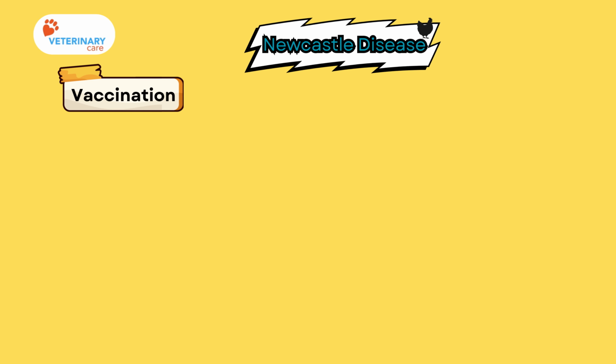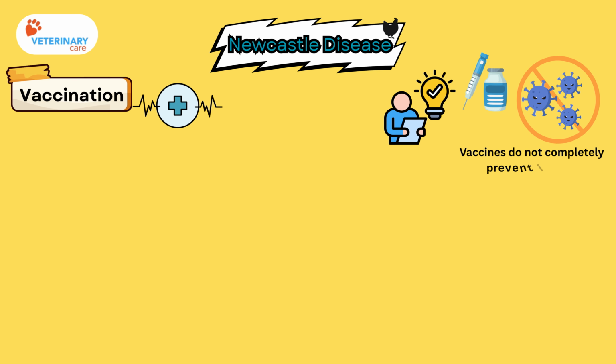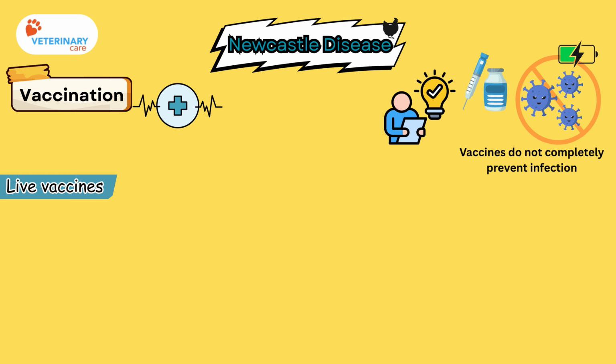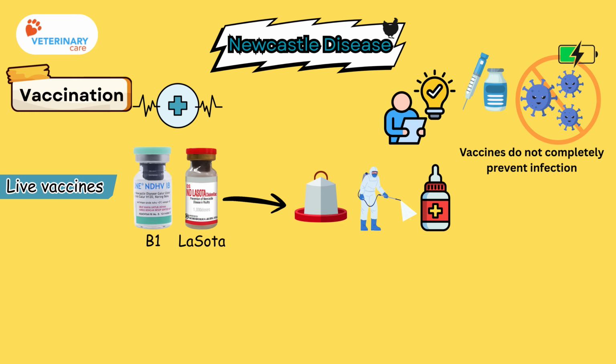Vaccination plays a vital supportive role in prevention. It is important to understand that vaccines do not completely prevent infection, but they significantly reduce disease severity and limit virus shedding, thereby decreasing transmission. Live vaccines, such as B1 and Lasota strains, are commonly administered through drinking water, spray, or eye and nose drops. They are easy to apply and stimulate good immune responses.